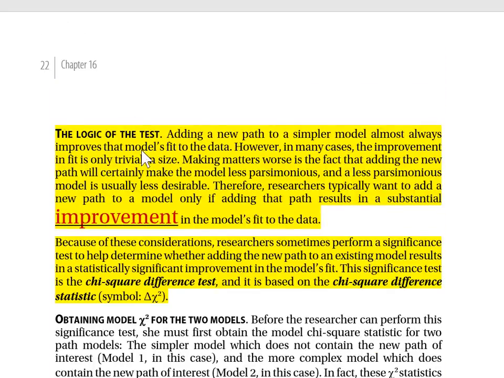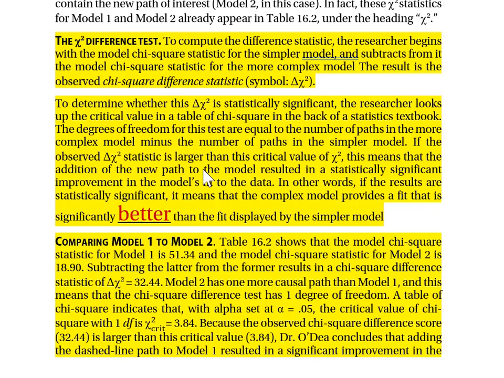I'm still on page 22. The chi-square difference test. To compute the difference statistic, the researcher begins with the model chi-square statistic for the simpler model and subtracts from it the model chi-square statistic for the more complex model. The result is the observed chi-square difference statistic, symbol delta chi-squared. To determine whether this delta chi-squared statistic is statistically significant, the researcher looks up the critical value in a table of chi-square in the back of a statistics textbook.